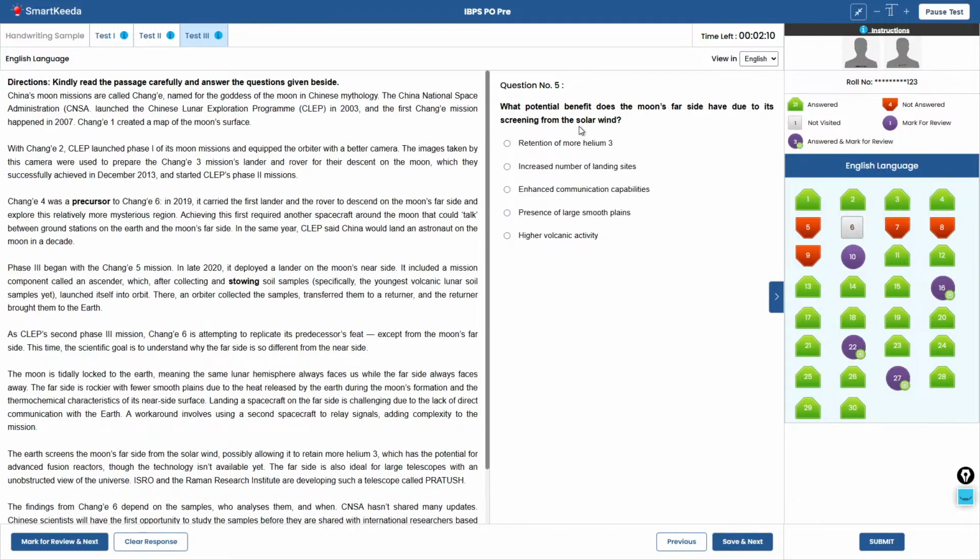What is the potential benefit of the far side due to its screening? Retention of more helium, increased number of landings, enhanced communication capability. What is the name of the telescope? Pratyush. What technological advancement did Chang'e 2 contribute to Chang'e 3? Improved, better camera images.